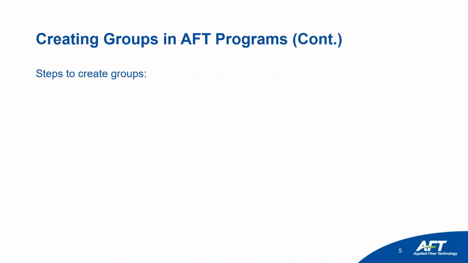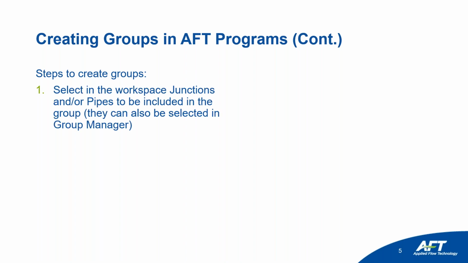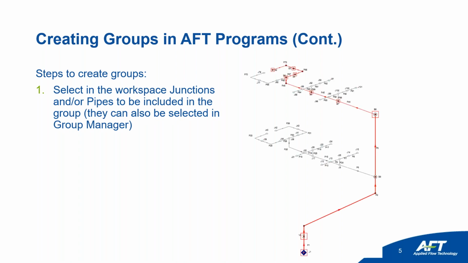So what are the steps to create groups? First, you select in the workspace the junctions or pipes to be included in the group. So in this case, highlighted in red, there's a group of pipes that we want to use to generate the NFPA report. Here, we have the pump, we have the remote nozzle, and we selected all the pipes from the pump all the way down to the remote nozzle to create a group so we can generate the NFPA report.